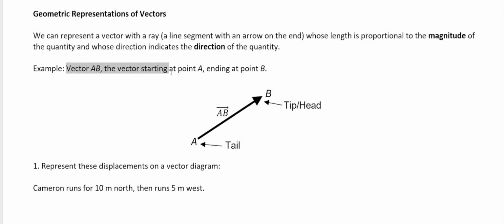So, for example, vector AB, the vector starting at point A and ending at point B, could be represented as follows. This is our ray, this is our tail, and this is our tip or our head right here. So when we say vector AB, we classify the A as being the tail, and B as being the tip. And so the tail is the start portion of the vector, and the finish portion of the vector is the tip.